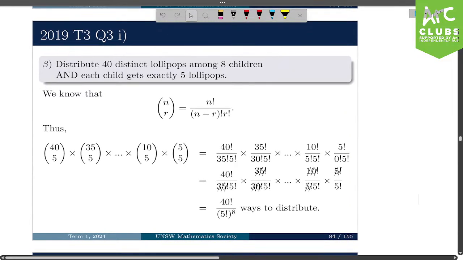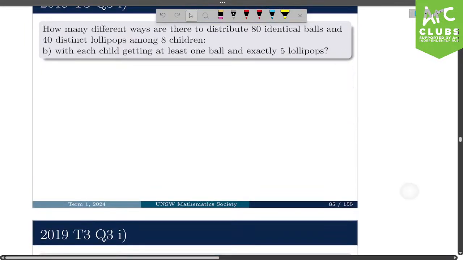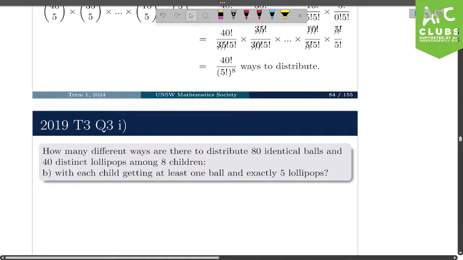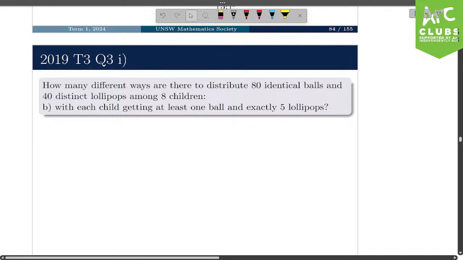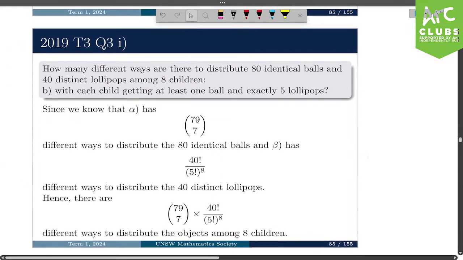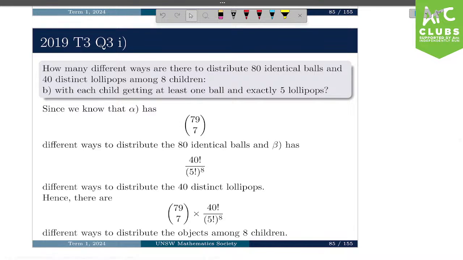So are there any questions there? Okay. And so from there, we note that the amount of ways to give each child at least 1 ball and exactly 5 lollipops is the product of our alpha and beta. So we know our alpha is 79 choose 7, beta is 40 factorial on 5 factorial to the 8. So there's 79 choose 7 times 40 factorial on 5 factorial to the 8 different ways to distribute the objects among your 8 children as desired. So any questions overall, like with part B?